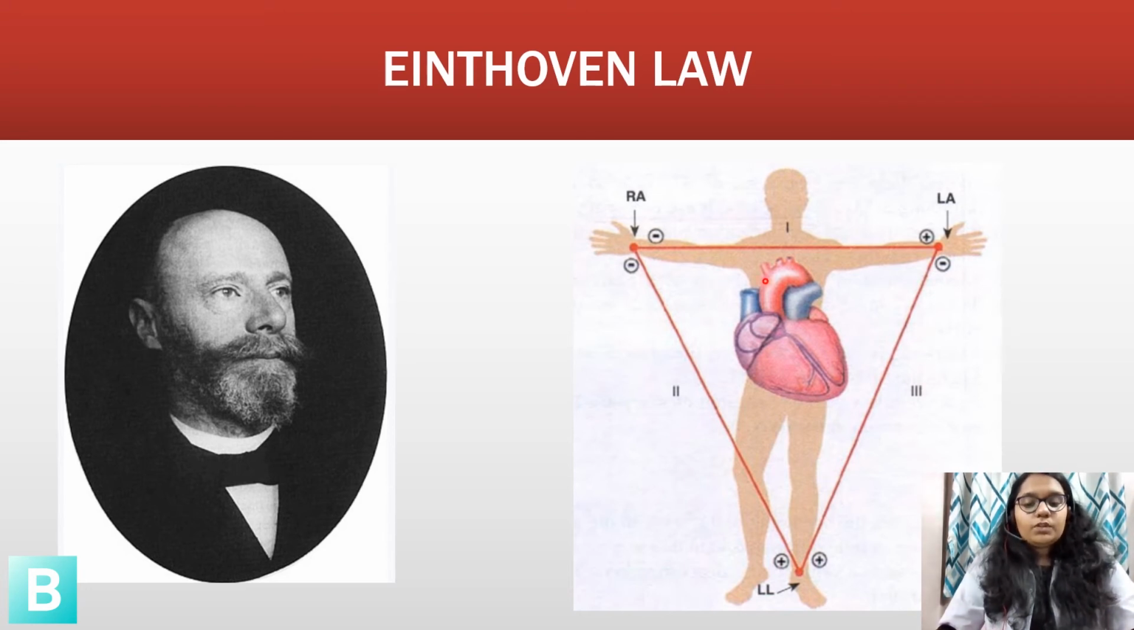It is proved on the basis of the Einthoven triangle, which is approximated in our body by placing the electrodes on the right arm, left arm, and the left leg. Current from the three limbs neutralize one another, hence they act as indifferent electrodes and do not undergo any significant change during the cardiac cycle. Thus, by this law, the sum of potentials of leads 1 and 3 equals the potential of lead 2.